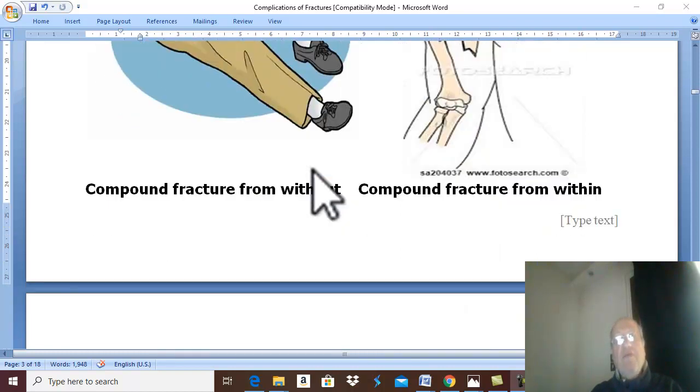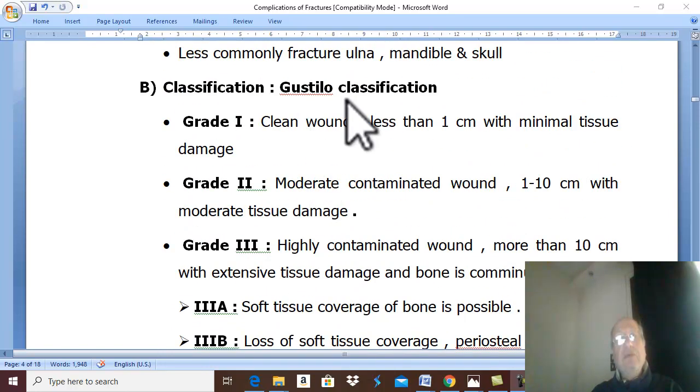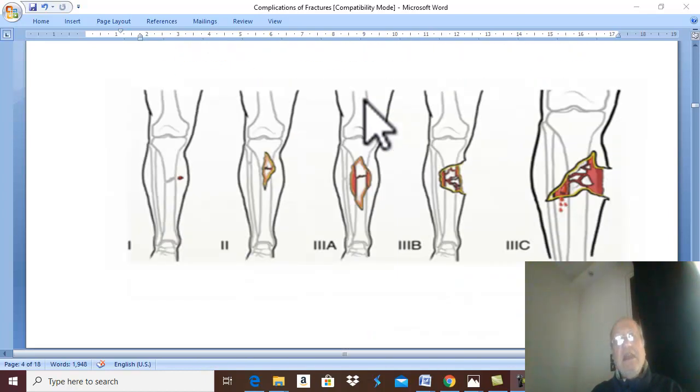What is the classification of compound fractures? The classification of compound fracture depends upon the Gustilo classification. The Gustilo classification classifies compound fracture into three grades. The first grade is a clean wound. Very small wound, less than 1 centimeter. Because the wound is clean and very small, liability for infection is not present and the tissue damage is minimal.